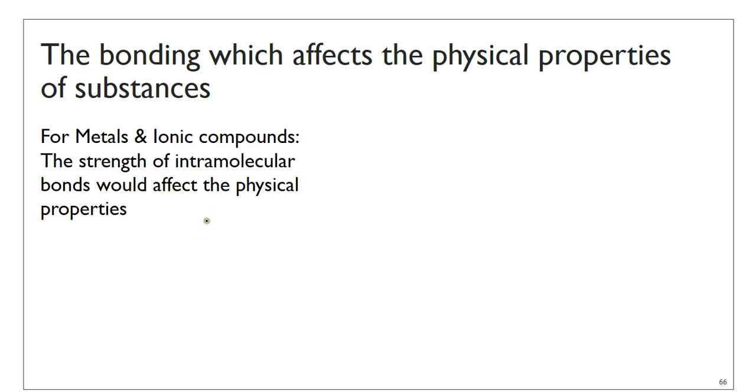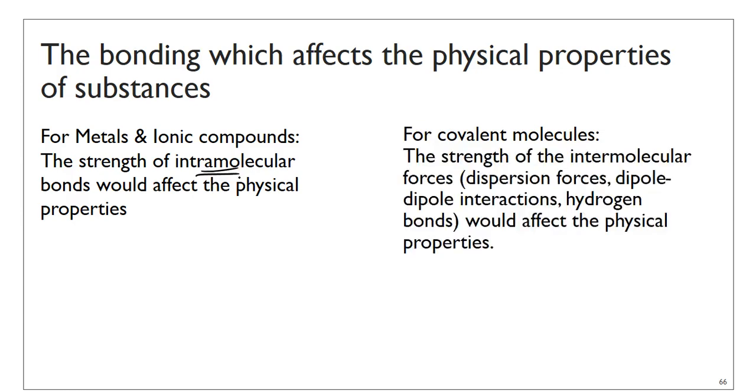Okay, so the bonding affects the physical properties. For metals and ionics, it's just a recap of what I just said. It's the intramolecular bonds, because they don't have any intermolecular forces. But in the case of covalent molecules, when you change the physical properties, you're just changing the distance between the molecules. It's really just the intermolecular forces that determine any difference in physical properties. And just to remind you, there are three types of intermolecular forces: dispersion forces, dipole-dipole interactions, and hydrogen bonds. You may have to go back and recap on this in order to do the questions for this lesson.